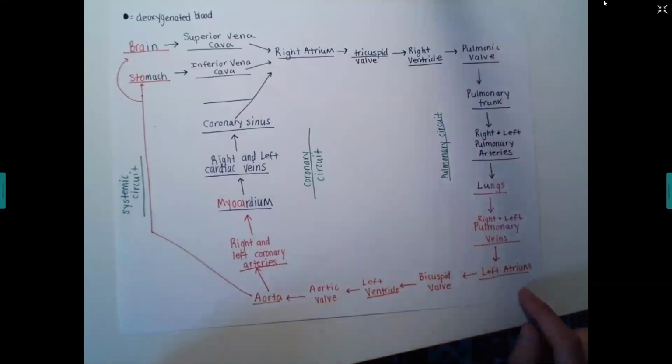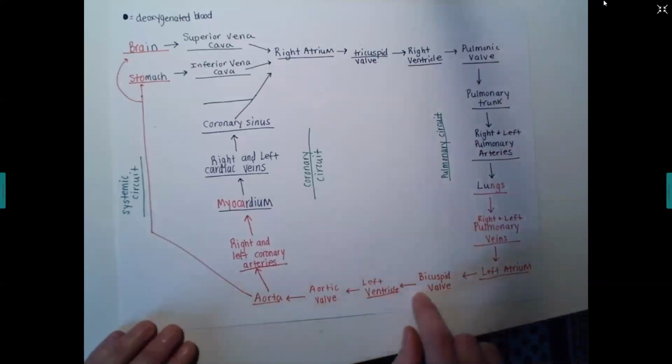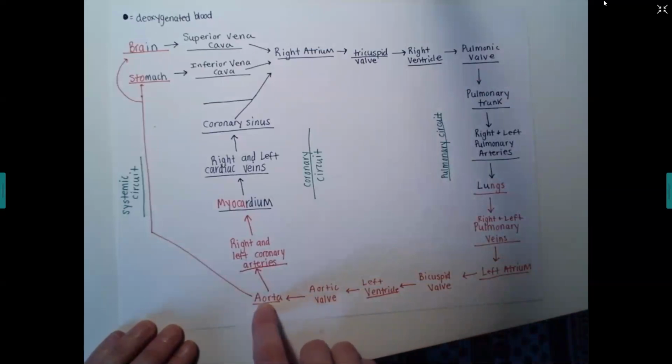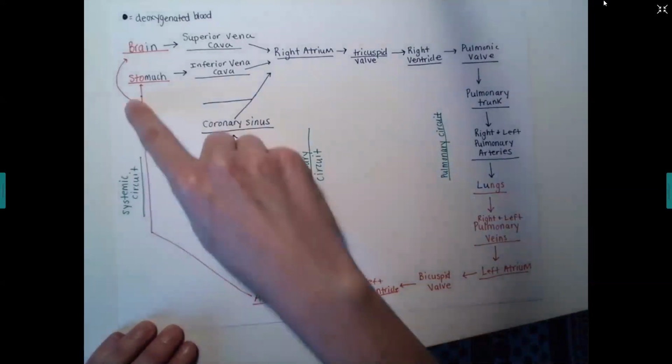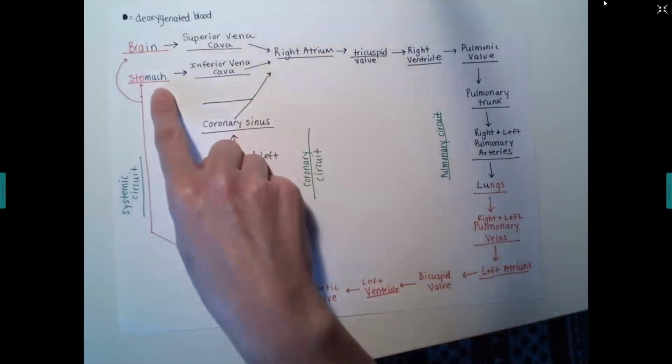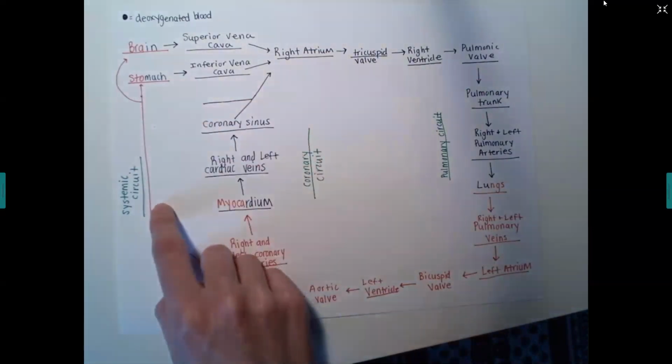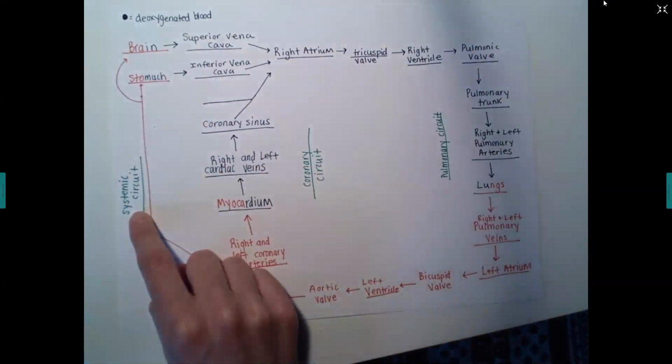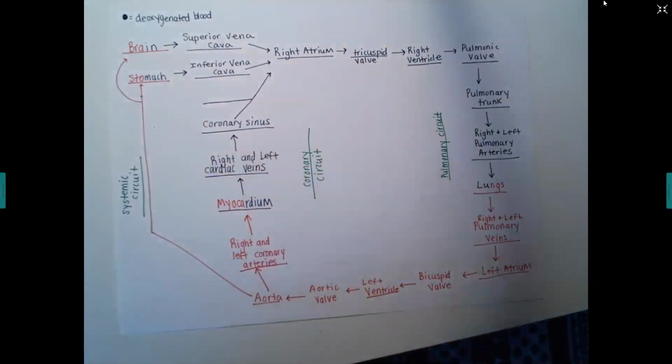The left side of the heart is responsible for delivering that oxygenated blood through the aorta into the systems of the body, whether that's superior to the heart or inferior to the heart. And therefore, that side or portion of the circulation can be called the systemic circuit or systemic circulation.